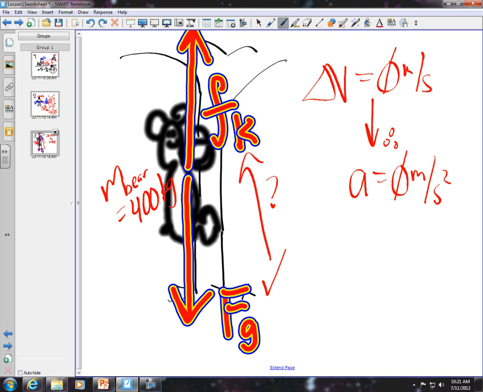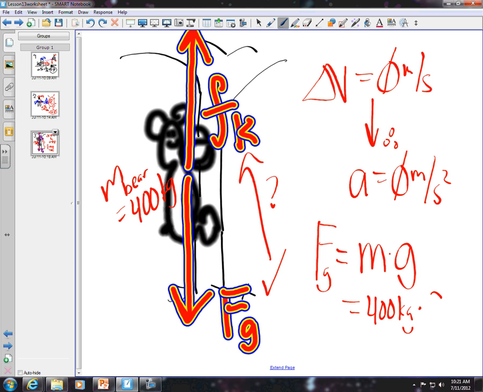We know the acceleration is 0, but the acceleration due to gravity, which causes the weight of the bear, the force due to gravity, is going to be mass times gravity. So it's 400 times 9.8. Technically, it'd be a negative 9.8, downwards. I'll just say down. That's about 4,000, 3,920 I think the answer probably is.